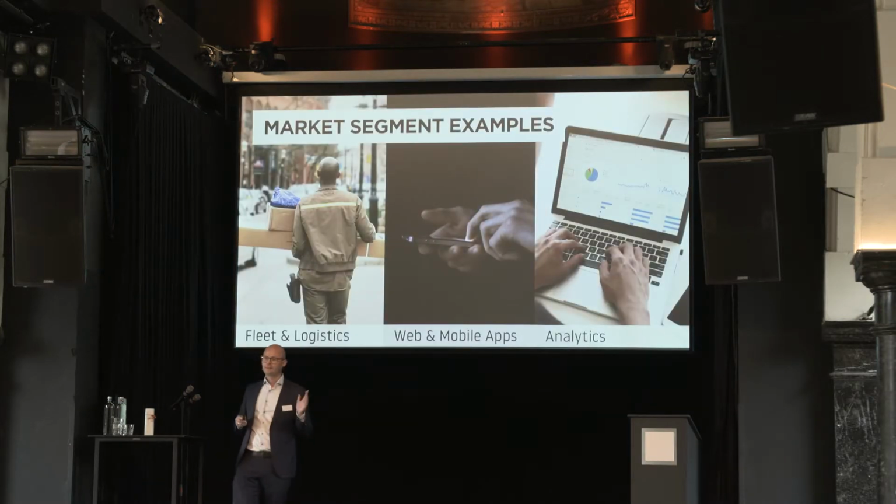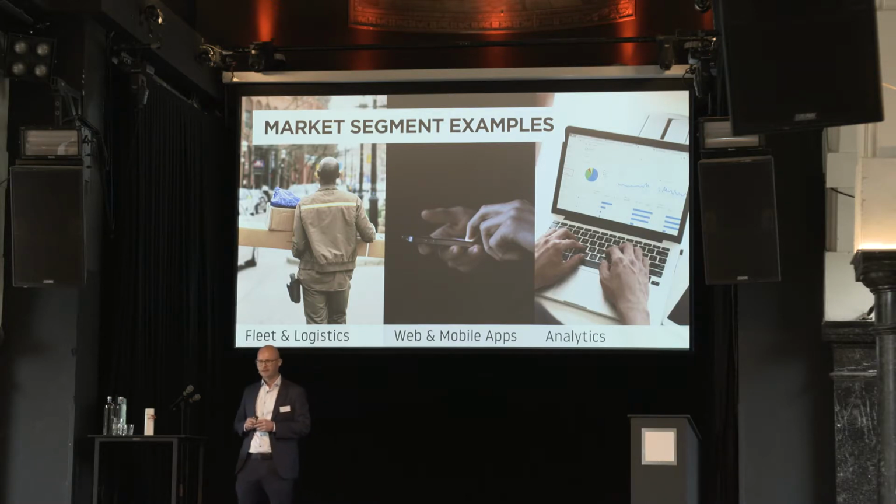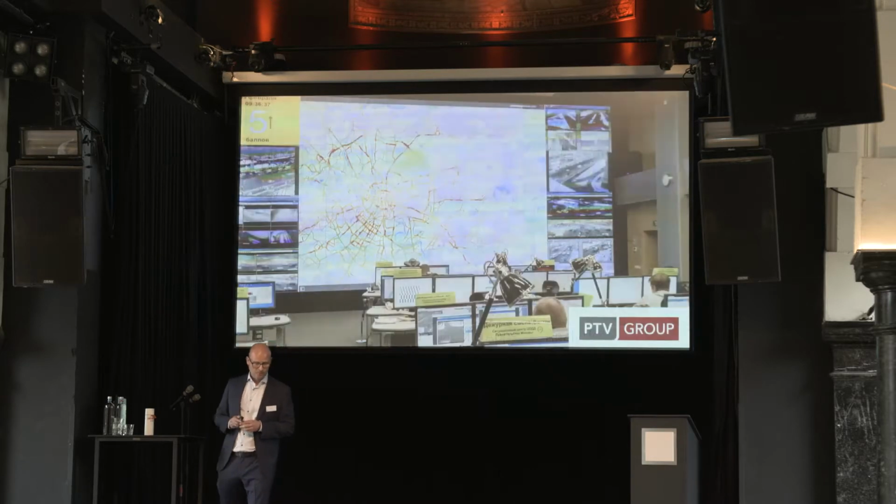In the beginning of the slide, you saw a lot of different logos. And as you heard me talking about in the beginning, these are some of the segments we are active in, like fleet and logistics, web and mobile, and analytics. Let me run through with you a couple of examples of how our maps are being used by different partners. The first one I want to show is PTV, based in Karlsruhe. PTV is very strong in what we call traffic management solutions. What you see here in the picture is the traffic center.